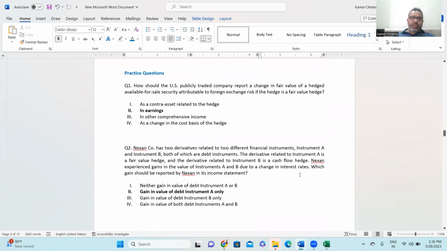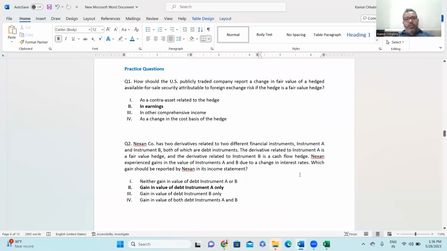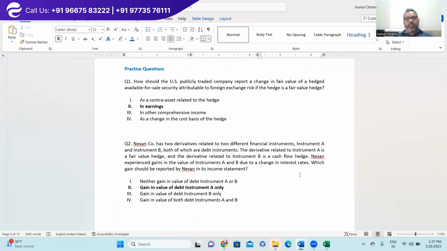So now let's do a question. 2 questions. How should the US publicly traded company report a change in fair value of an available for sale security attributable to the foreign exchange risk if the hedge is a fair value hedge? First, as a contra asset related to hedge. Second is in earnings. Third is in OCI. Fourth is a change in the cost basis of hedge. Sir, in earnings. Santrupti, Ashish? सर अर्निंग्स में ही होगा. अगर सर कुछ उसमें hedge ना होता, then we will take it into other comprehensive income.